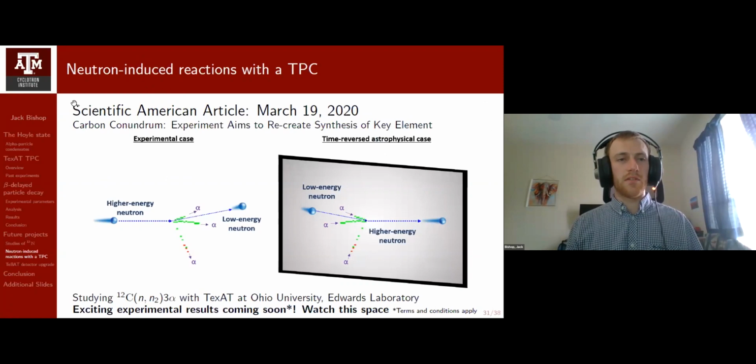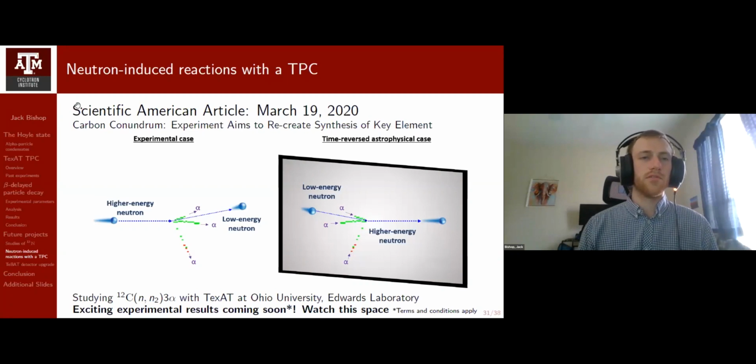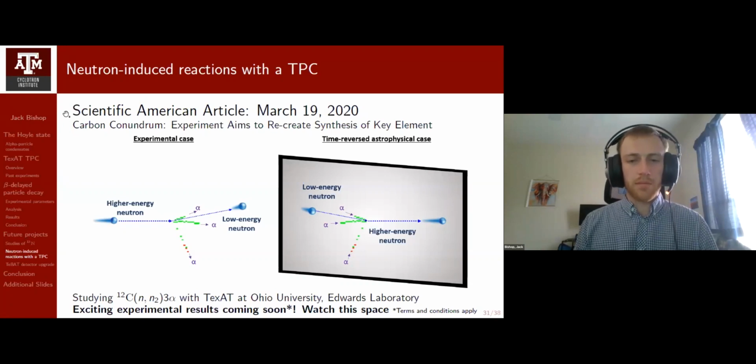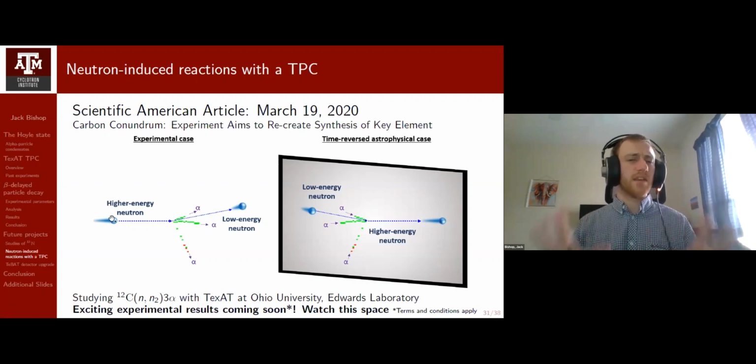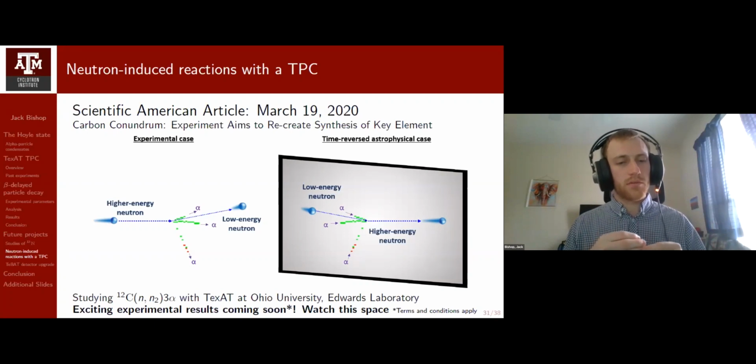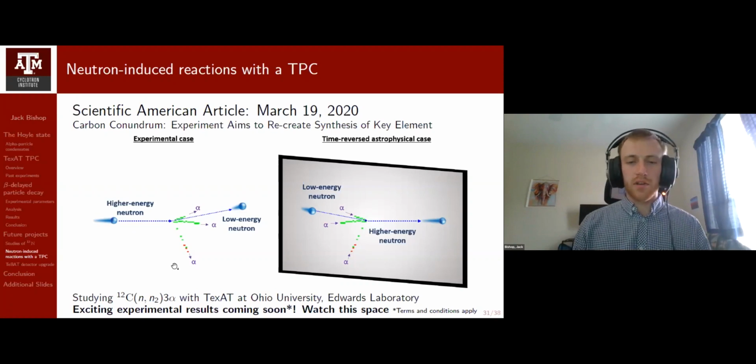The second is a very interesting experiment which was run last year, looking at neutron-induced reactions with a time projection chamber. And it was very nice to receive some exciting press coverage by Scientific American on this, where they came and chatted to us and learned about exactly what we were aiming to study. So this is where we send neutrons inside of TexAT. Again, we fill with CO2 gas. And by neutron inelastic scattering, we populate the Hoyle state once again, and we see the decay into 3 alpha particles. So again, there are some exciting experimental results coming soon with very important implications for astrophysics. So keep an eye open.